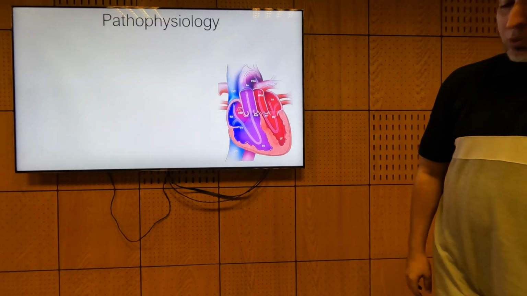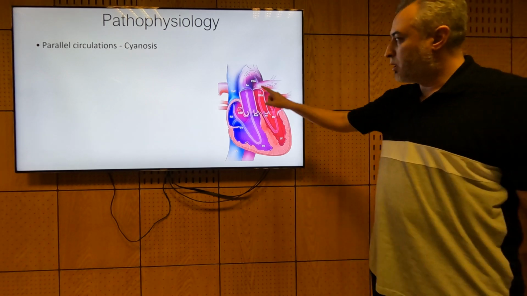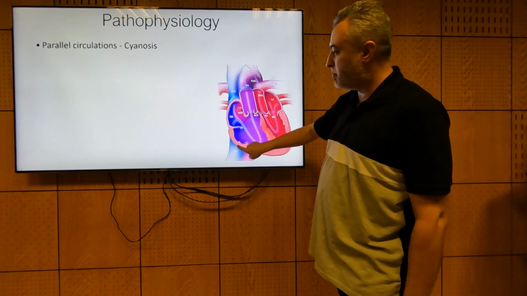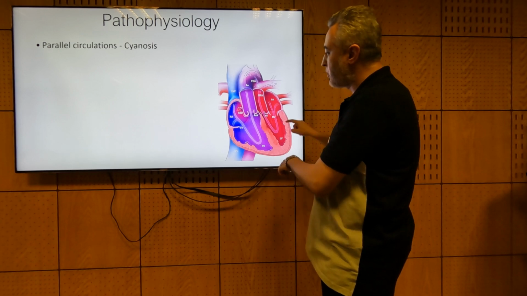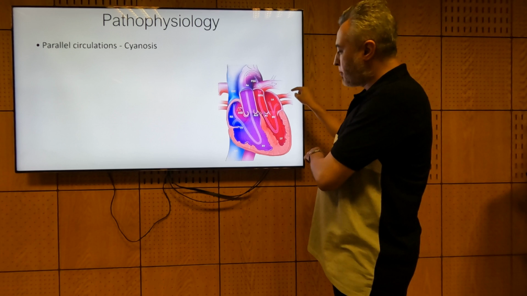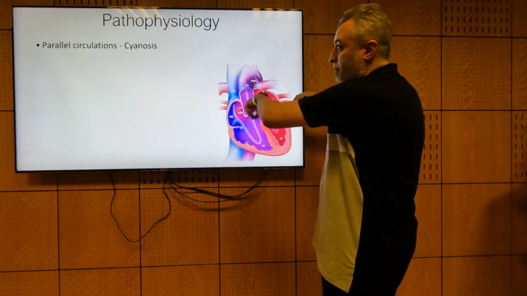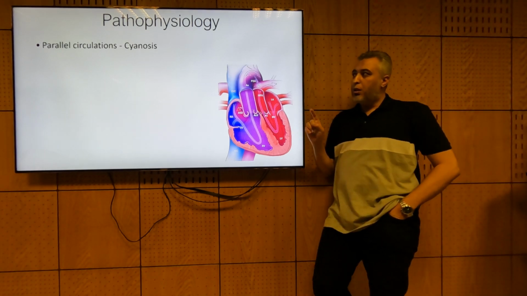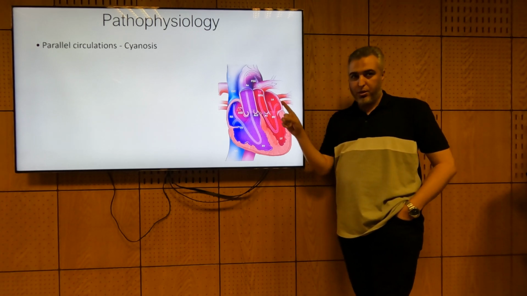So we discussed that they have parallel circulation. So deoxygenated blood comes back to the right atrium, right ventricle, aorta, comes back to the systemic veins, and this is the systemic circulation that keeps going like that, and another parallel circulation, oxygenated blood coming back to the left atrium, left ventricle, pulmonary arteries, and then they keep going. So patients with TGA by necessity have cyanosis, and this is because of the parallel circulation.